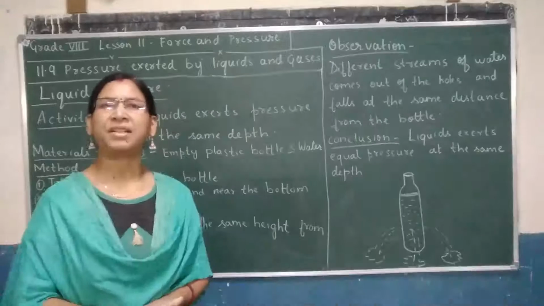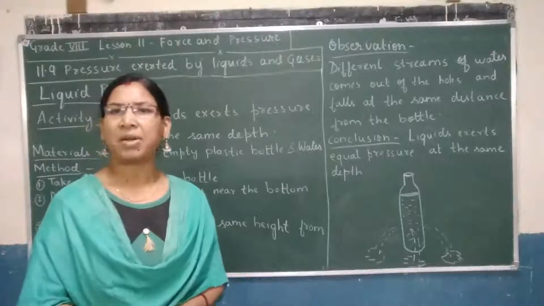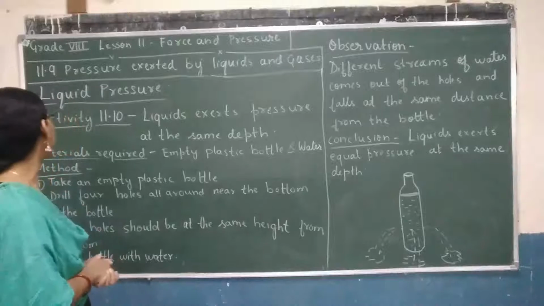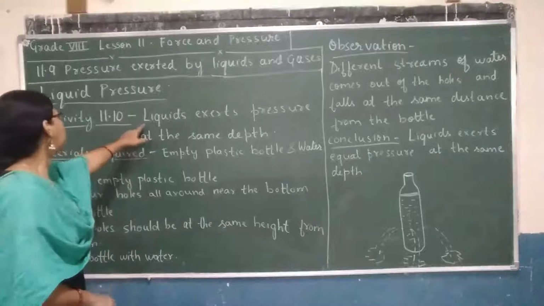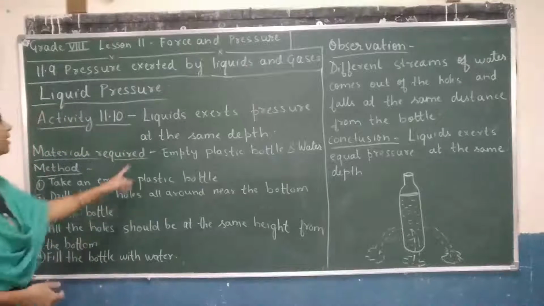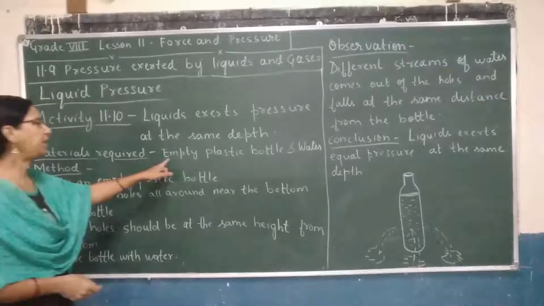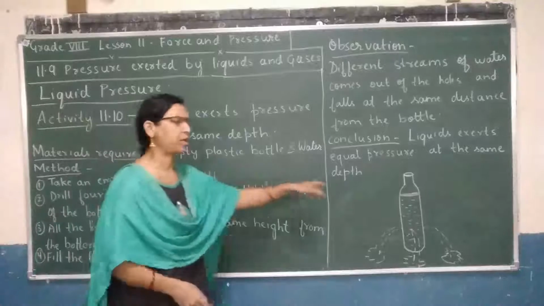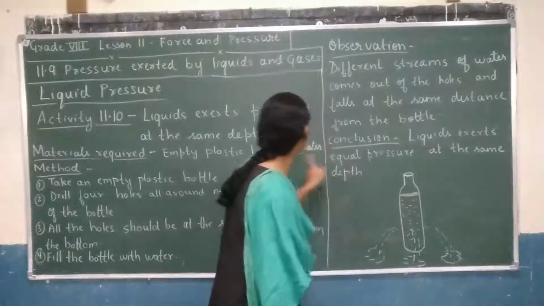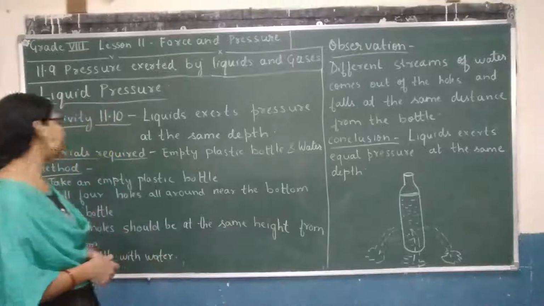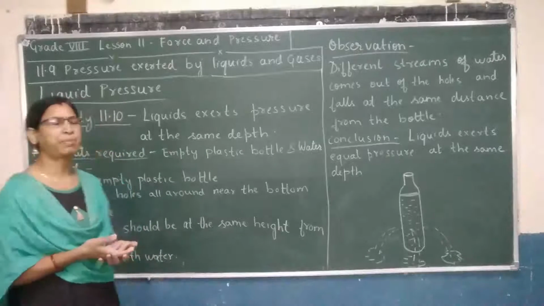Dear children, now let us see one more property of liquid with the help of an experiment. The property is: liquid exerts pressure at the same depth. What are the materials required for this? We need an empty plastic bottle, here you can see, and water to be filled for the activity. Then let us see how to do this experiment.